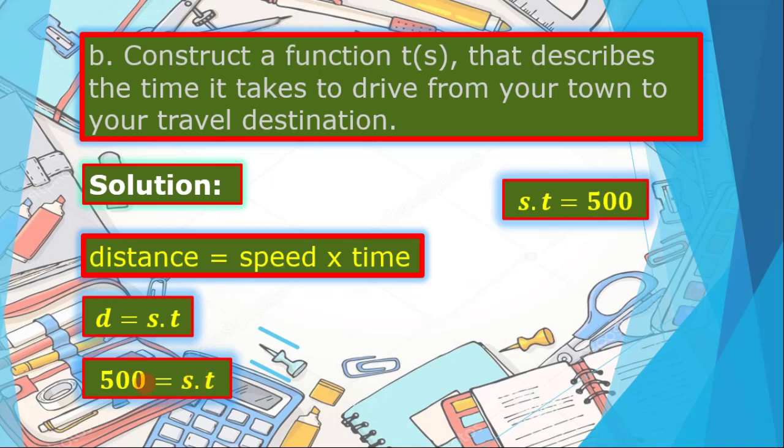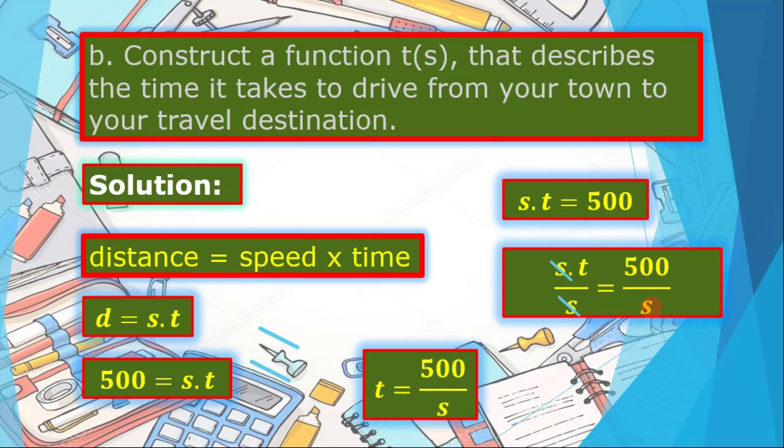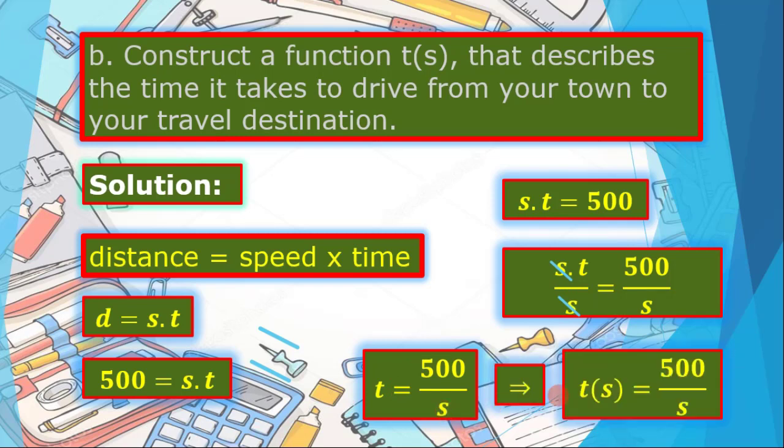So we can interchange by the reflexive property of equality. So we have here S times t, or the speed times the time, equals 500, which is the distance in kilometers. Then we copy this same equation and divide both sides of the equation by S. So we have t equals 500 all over S. And this is rewritten as t of S, in terms of the variable, equals 500 over S. This means that S is the independent variable and t is the dependent variable.